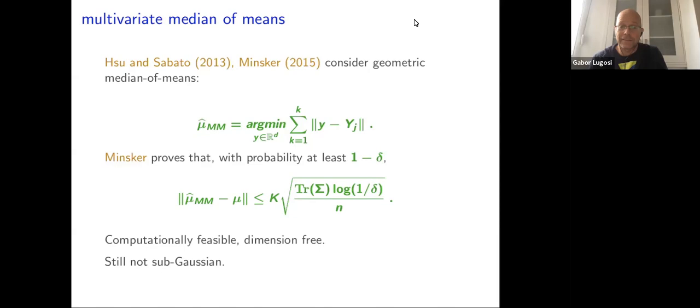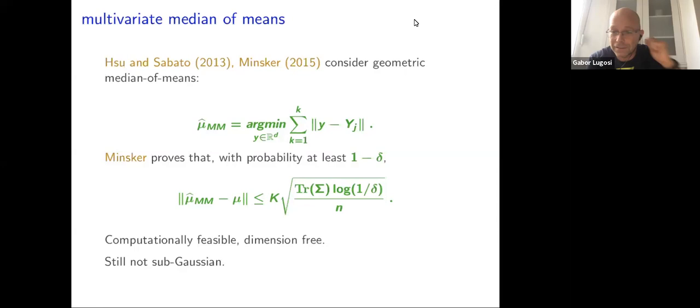Which has this sub-Gaussian flavor, but it's not quite sub-Gaussian, right? We would like to have a sum here, not. The log one over delta should be multiplied by the largest eigenvalue of the covariance matrix and not by the sum of the eigenvalues. This inequality was proved by Minsker, and this geometric median was studied by Hsu and Sabato and Minsker.